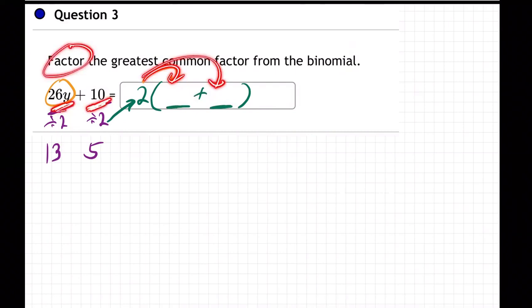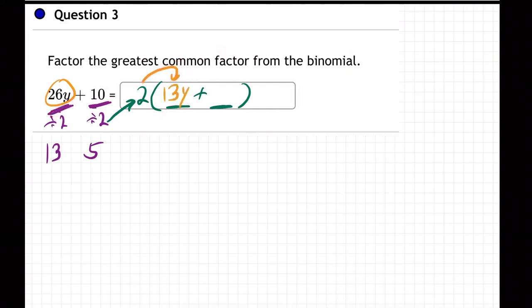That's what factoring is all about. Factoring basically is unmultiplying. It's reverse multiplying. You're finding out what was multiplied that became these 2 terms. What was multiplied that became these 2 terms. So 2 times what becomes 26y, and 2 times what becomes 10. So 2 times what would go back to 26y?